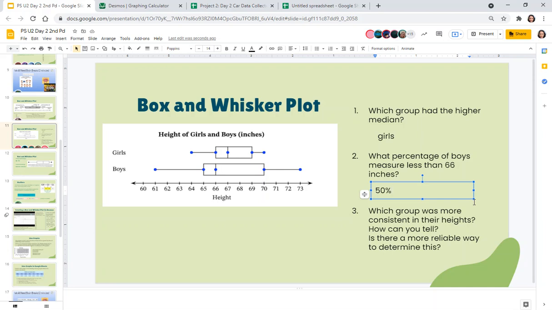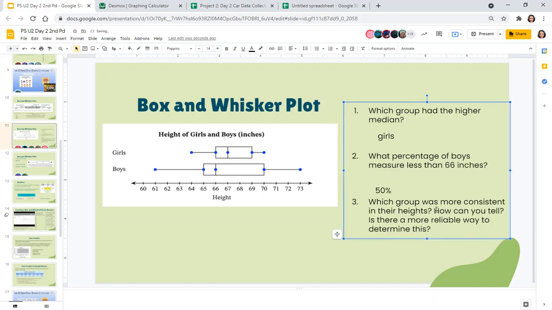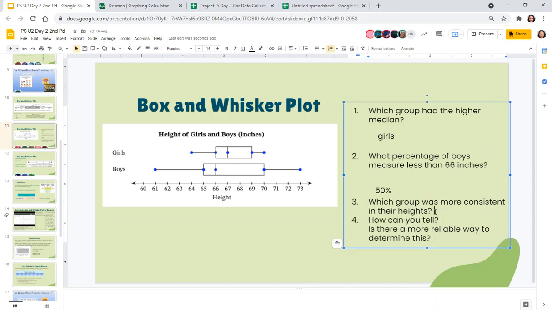Kyle? The box and the whiskers aren't as wide. Is that what you're going to say, Ireland? Okay, good. So let's add those there. So we said the most consistent was the girls. Make this bigger. The box and whiskers were less wide.